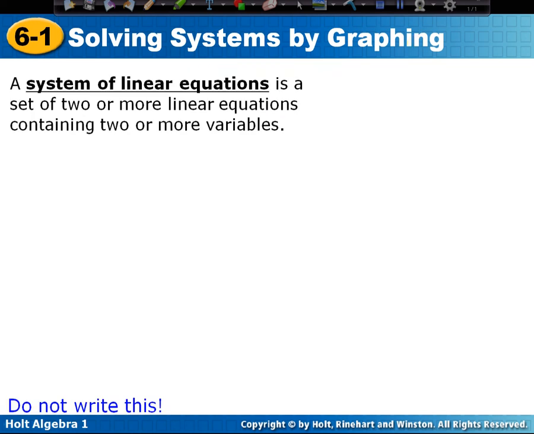A system of linear equations is a set of two or more linear equations containing two or more variables. You don't have to write anything on this slide down. We'll tell you when to start writing. This is just a little example of what a system of linear equations would look like. It's two linear equations, so two or more.